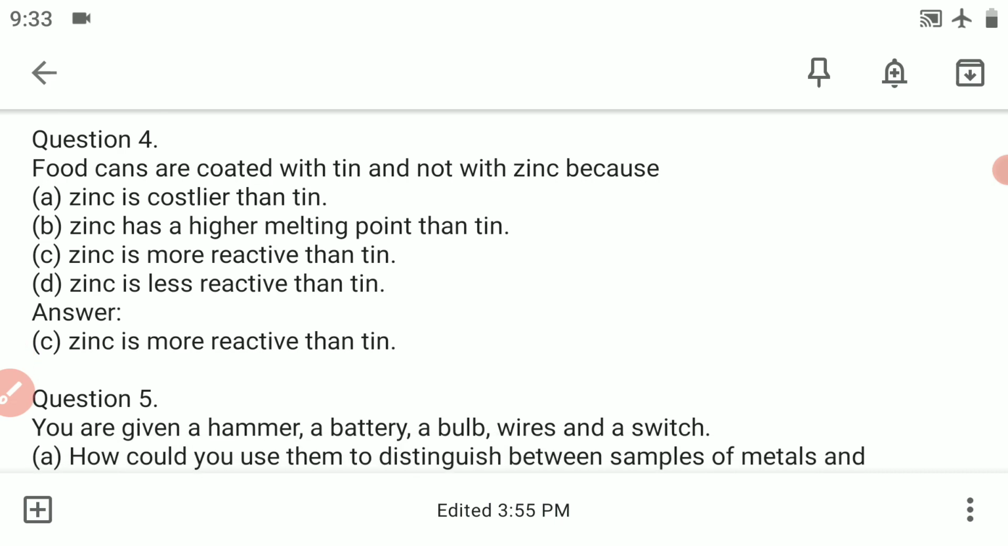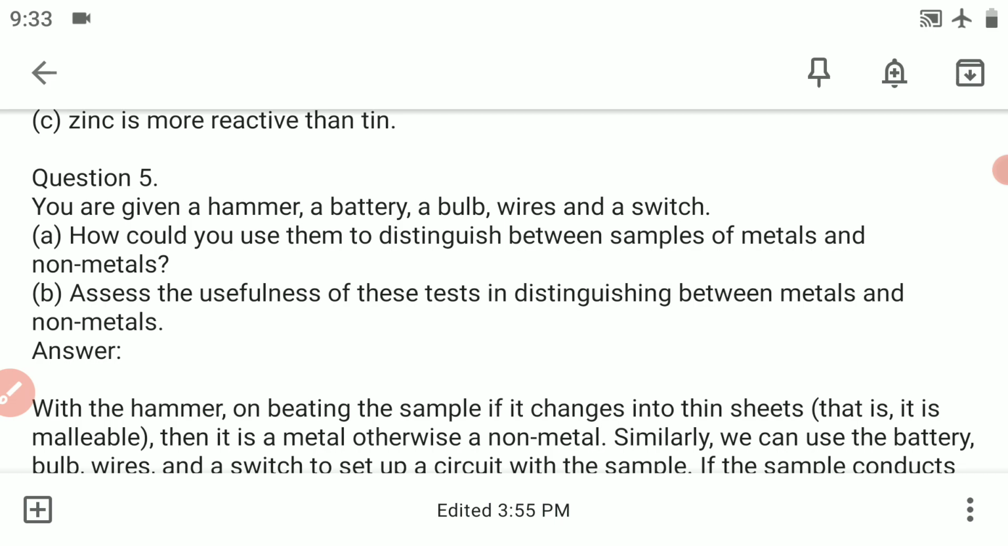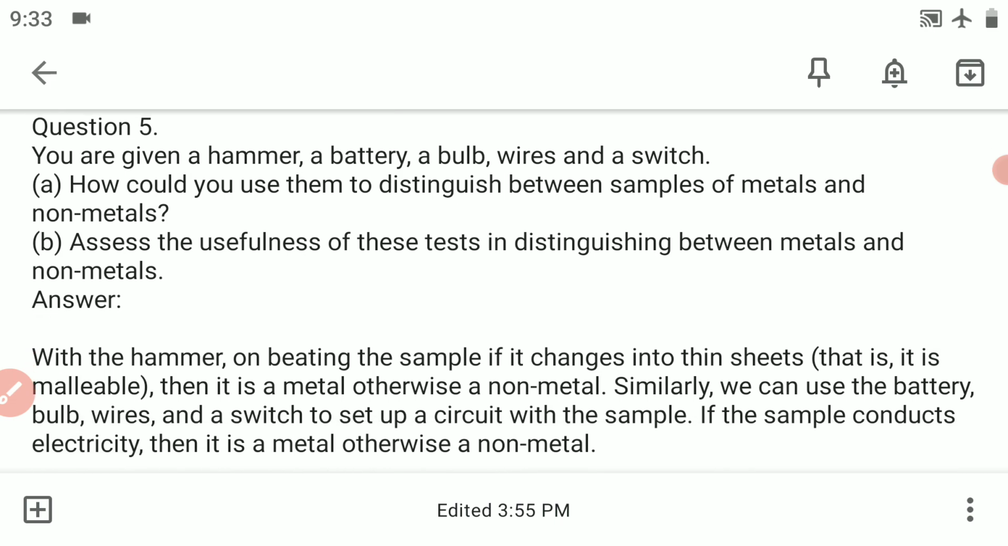Question number 4 is, food cans are coated with tin and not with zinc because zinc is more reactive than tin. Question number 5, you are given a hammer, a battery, a bulb, wires and a switch. Question A is, how could you use them to distinguish between samples of metals and non-metals? Question B is, assess the usefulness of this test in distinguishing between metals and non-metals.